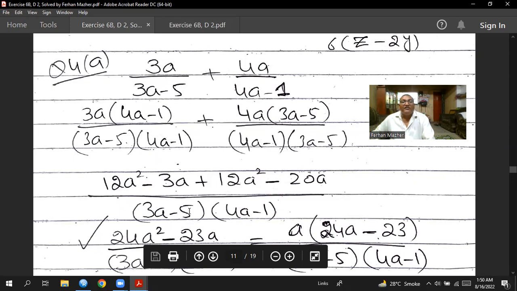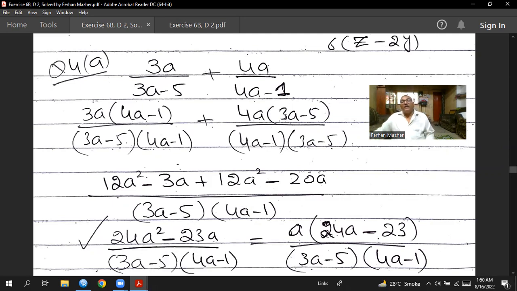So 3a minus 5 in one bracket, and in the other bracket, I have 4a minus 1. So this will be the LCM. Here, when this 3a will multiply with this bracket, you will have 12a square minus 3a. And when this 4a will multiply with this bracket, you will have 12a square minus 20a.